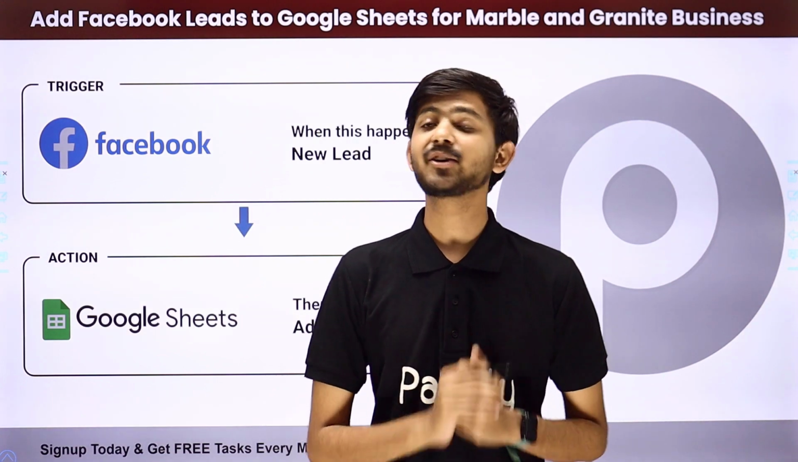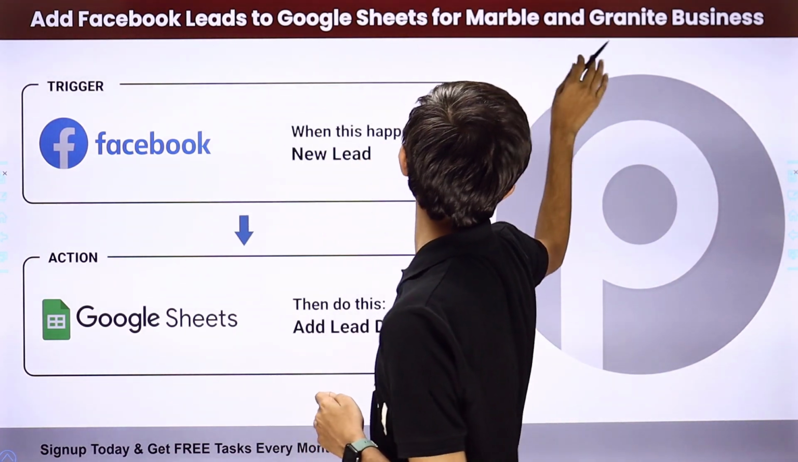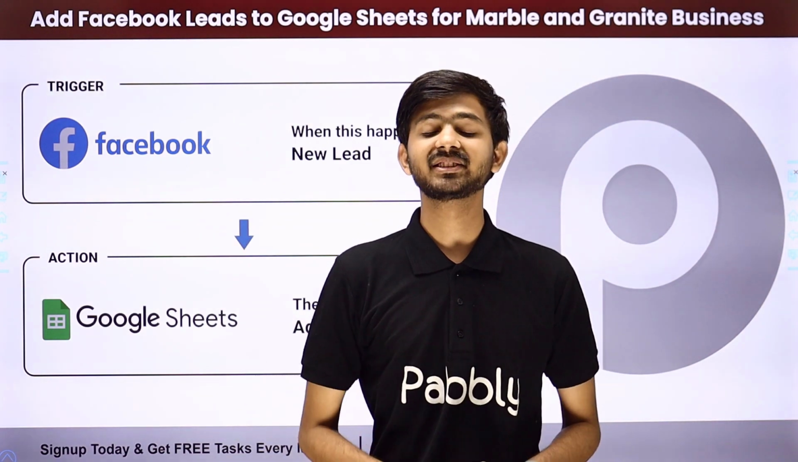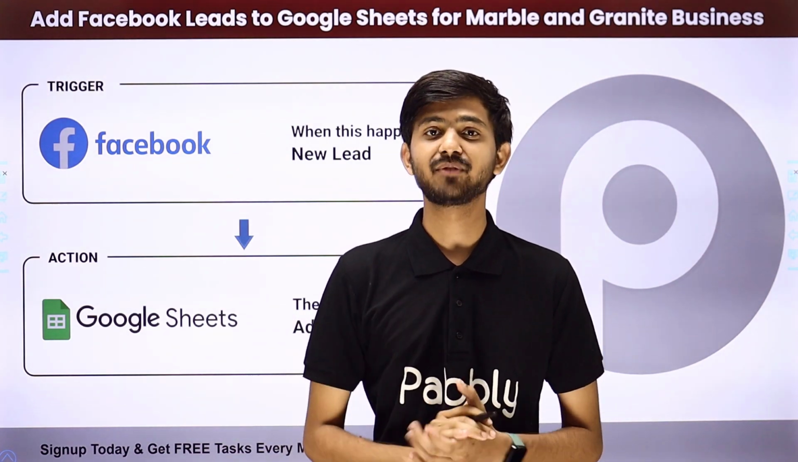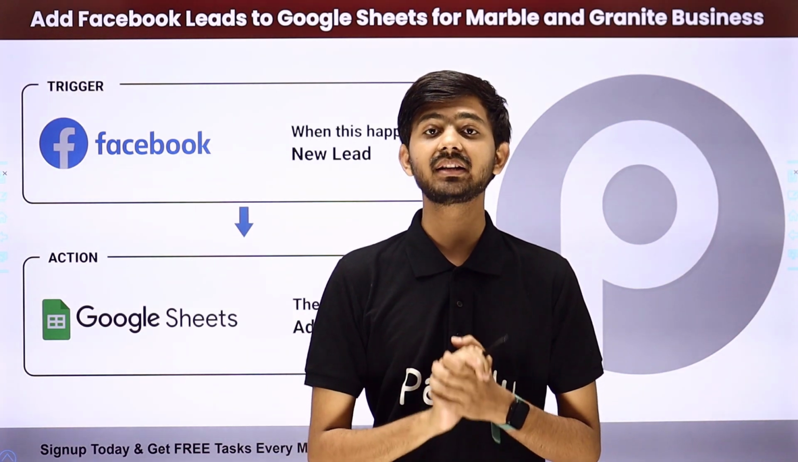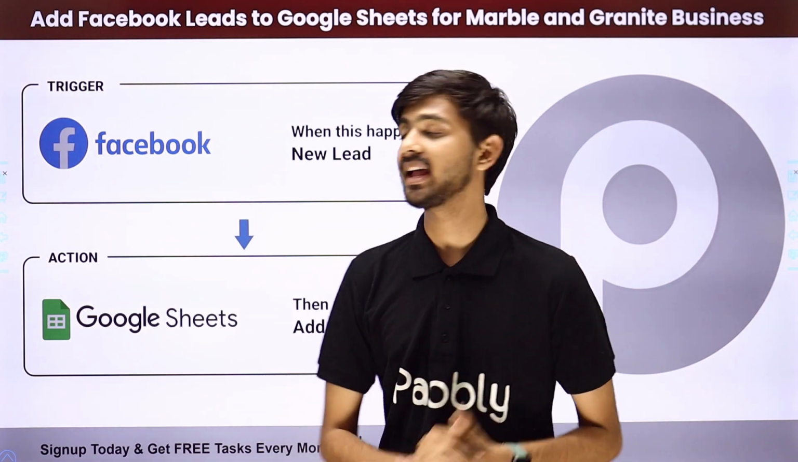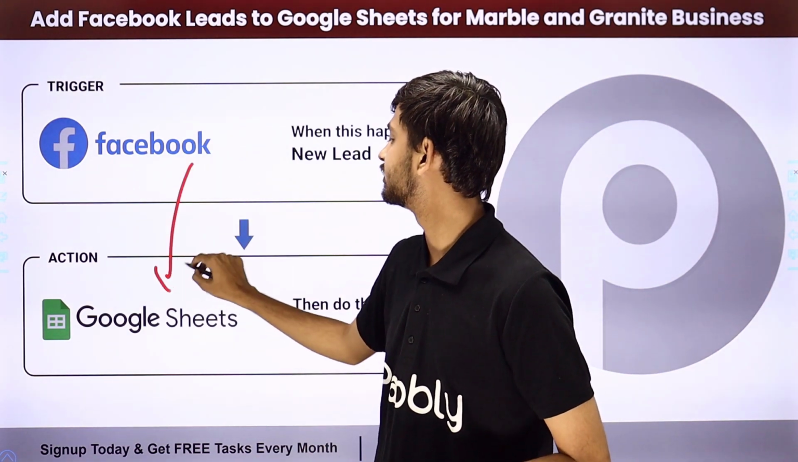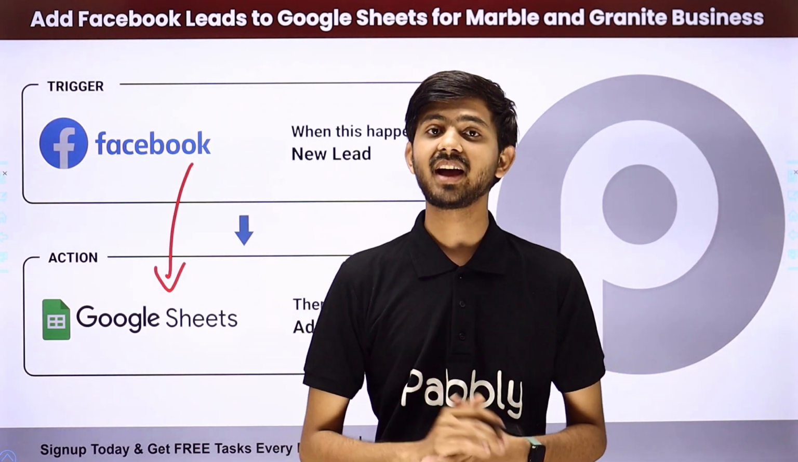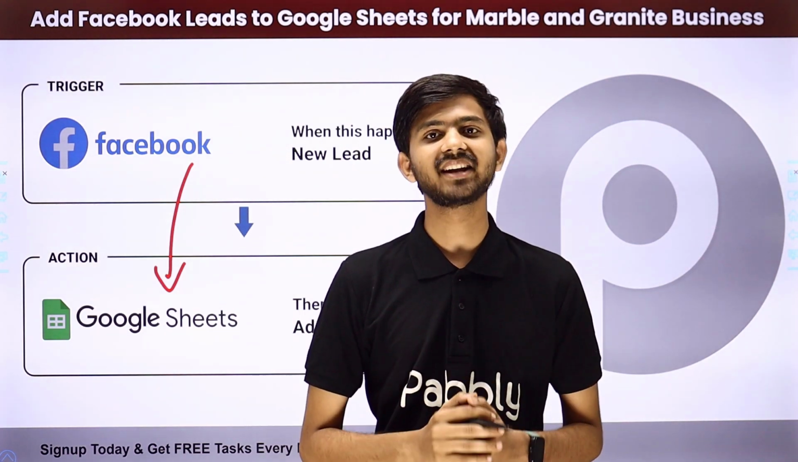Hello everyone, today our topic is how to add Facebook leads to Google Sheets for Marble and Granite business. So here my objective is that whenever I get new Facebook leads for my Marble and Granite business in Facebook lead ads, then I want to add these lead details automatically in my Google Sheet. And for that, I will create a connection between Facebook lead ads and Google Sheet. For creating this connection, I'm going to use Pabbly Connect, which is an amazing software for automation and integration.